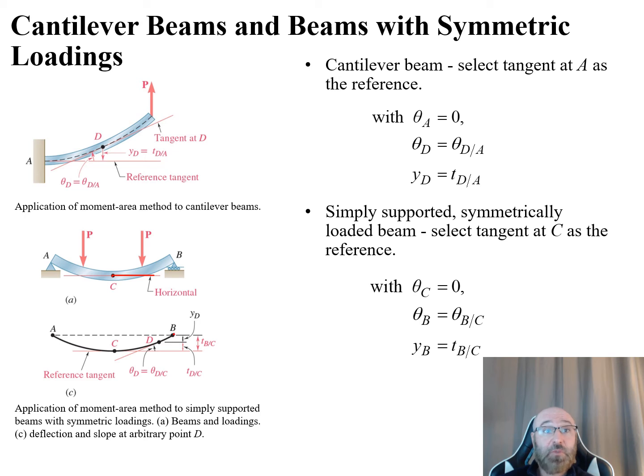So there's our slope at B right there, our theta sub B, and this is going to be our theta of B relative to C. And this can be obtained by using the moment area theorem. So we have this relationship here.